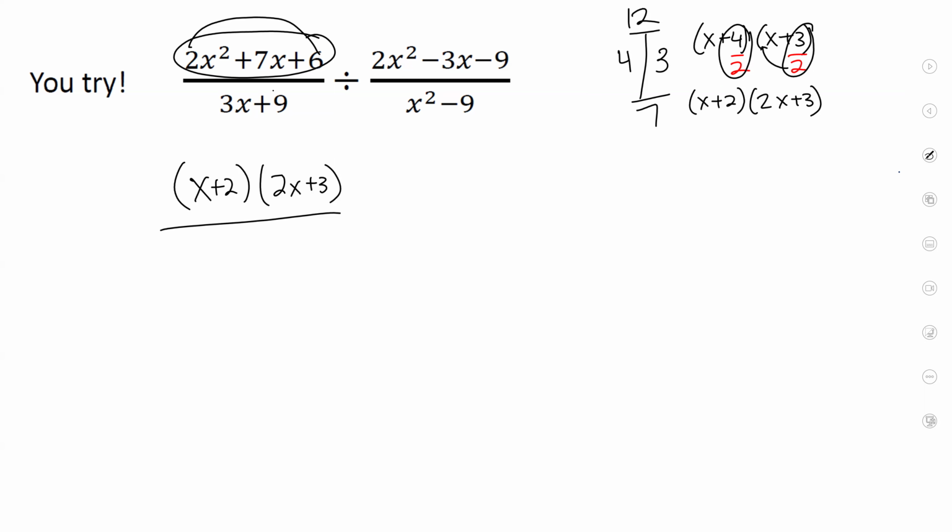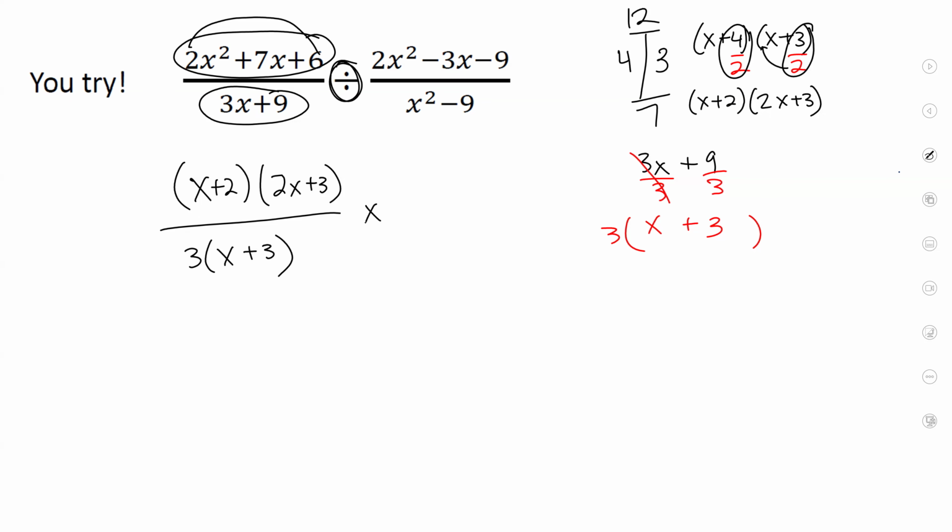All right, let's work on this one right here. You have 3x plus 9. Those can both be divided by 3. So 3 is on the outside. This is what's left over. So I'll write that over here. Okay, remember we have to change this to a multiplication symbol, and these should be flipped. So x squared minus 9 is on the top. 2x squared minus 3x minus 9 is on the bottom. Okay, another eye chart.